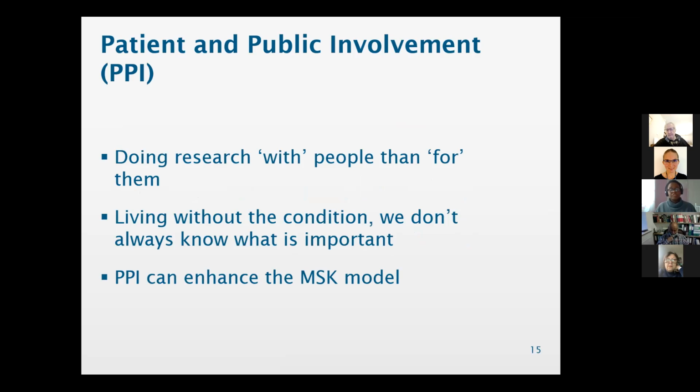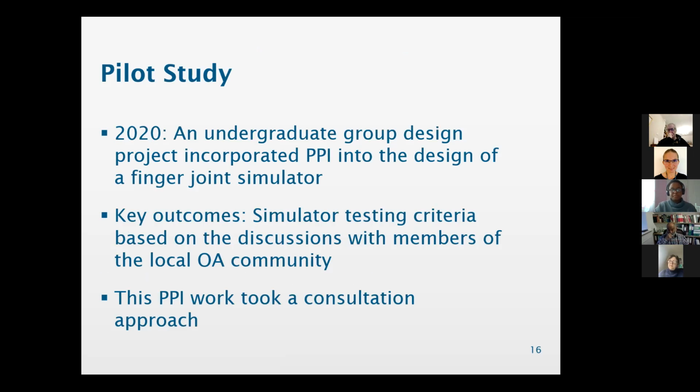For example, in the literature, some things might be missing that researchers haven't considered, again, living without the condition. Are there certain criteria and certain things that the model should do that the patients find important in studying hand disease? These are all things that hopefully, by involving patients and the public, we can find out.